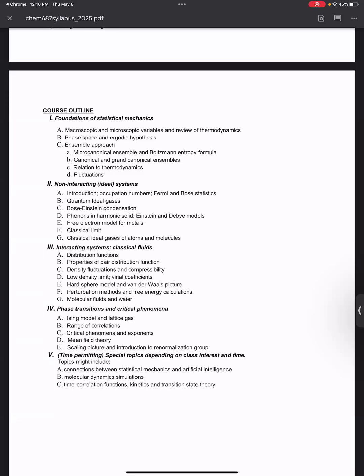It's really thermo that is needed for StatMech to be useful. Sometimes people say thermo is like philosophy of science or science of science, but thermo is really what tells you profound relations. It just does not tell you how to calculate things, right? Thermo does not tell you how to calculate entropy.